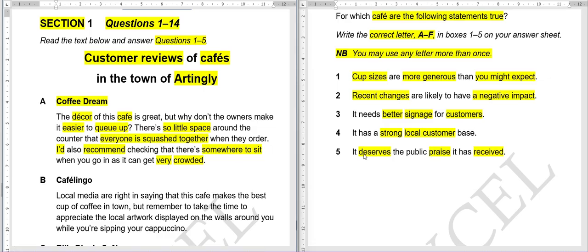local customer base. Fifth, it deserves the public praise it has received. There is nothing mentioned about praise, there is only a complaint, because there is so little space. The space is not sufficient, so this is a complaint, not a praise. So nothing about that. So for A paragraph, we don't have any answer.